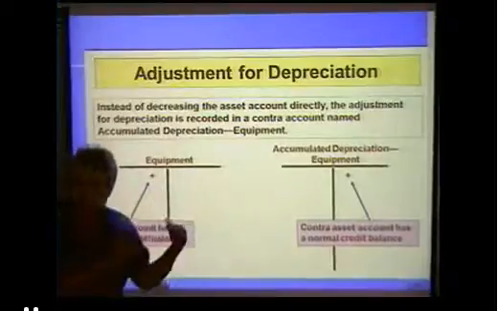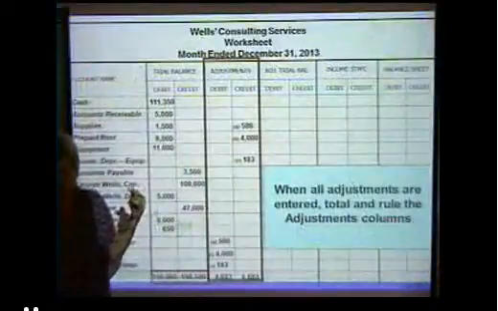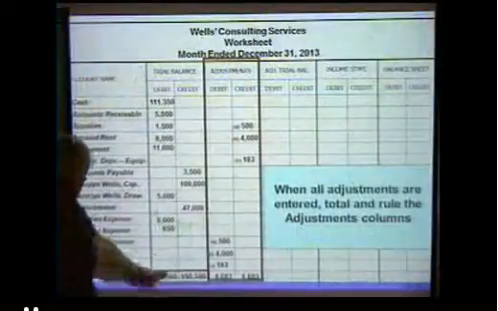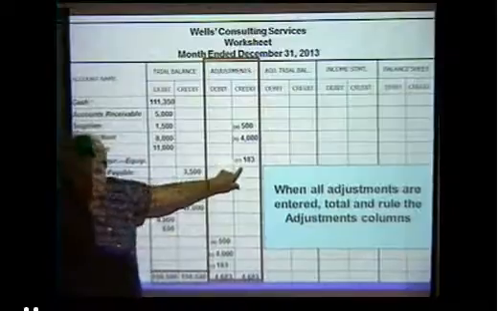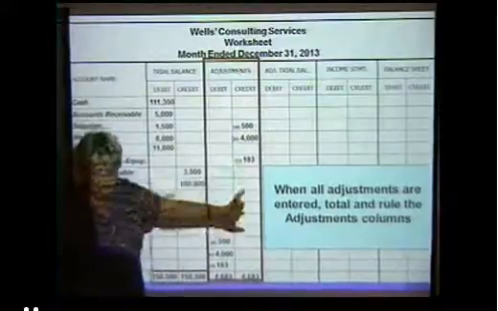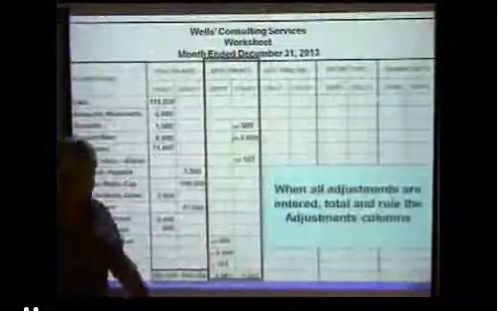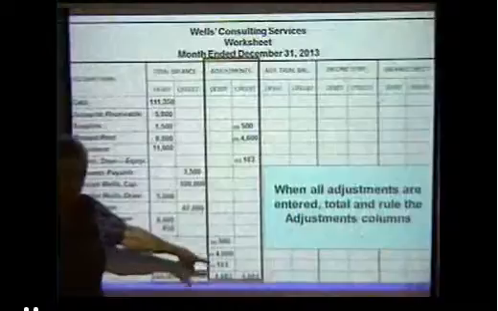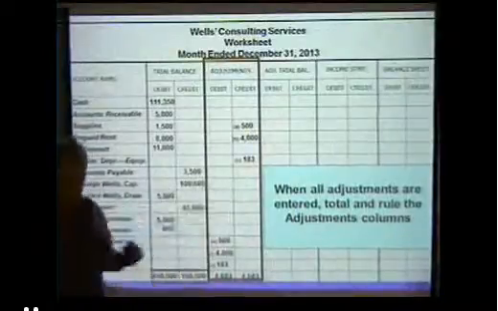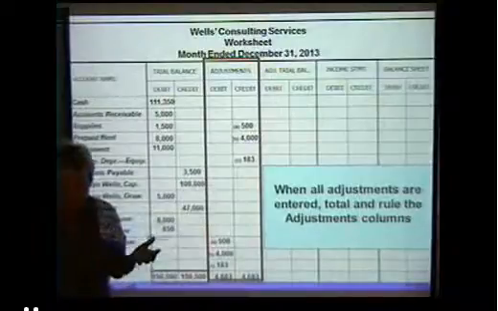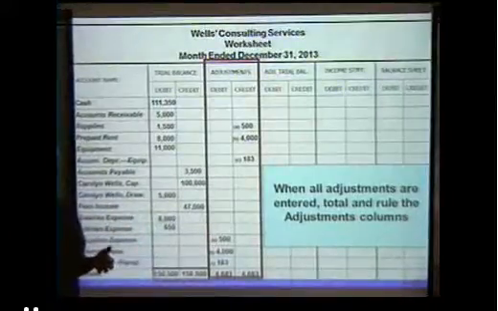Alright, so we debit depreciation expense, we credit accumulated depreciation on the equipment, and then we double line it. We add up both the debit column and the credit column. I hope they match, or go back and check. Double line it, we're done with that part. So we've done all of our adjustments and we're ready to go to the next column.